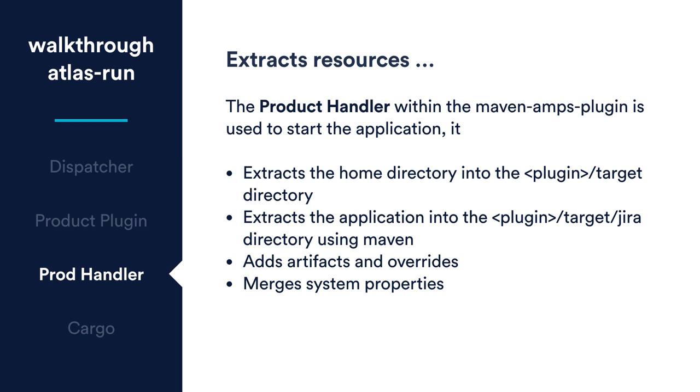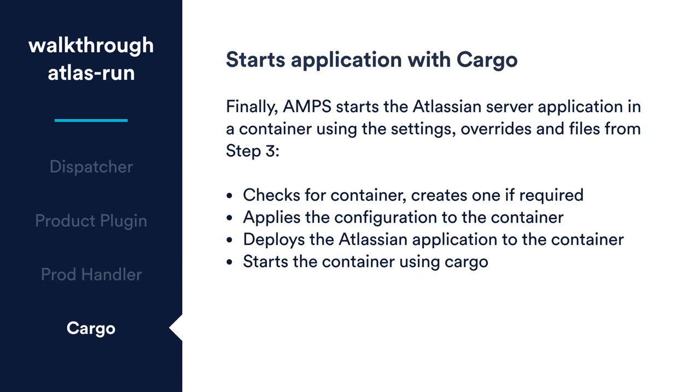Similarly, it extracts the application files for Jira in the target/Jira directory. Finally, it adds artifacts and overrides and merges the system properties defined within AMPS with the ones supplied at the command line, if there were any at the time. Finally, AMPS starts Jira in a container using the settings and overrides and files from earlier.